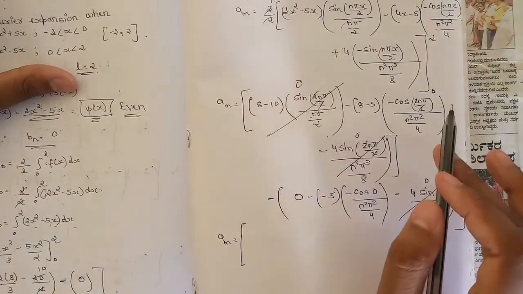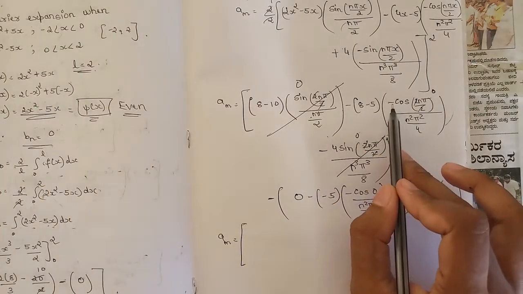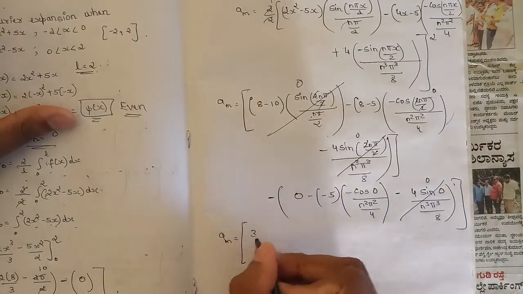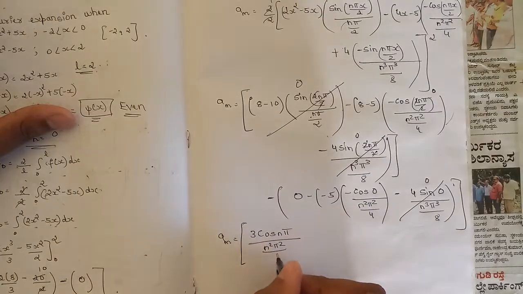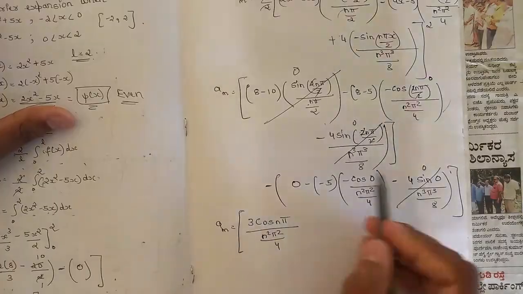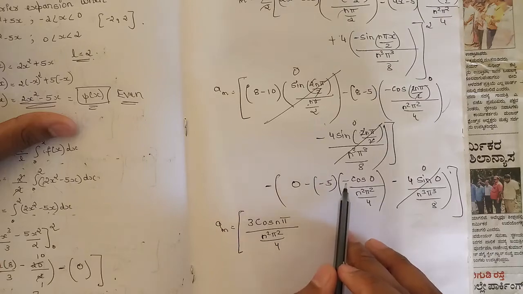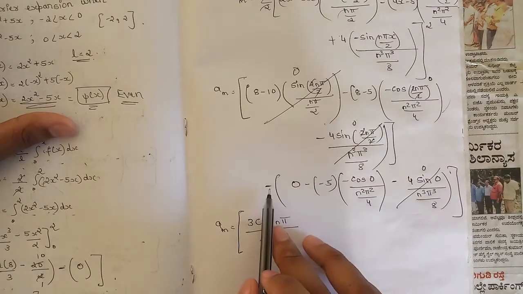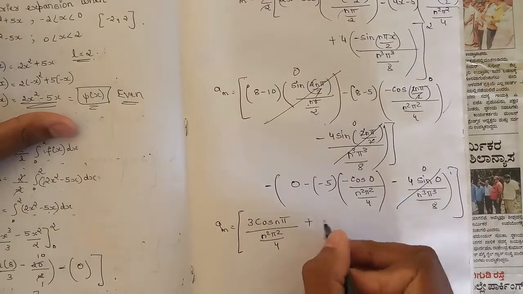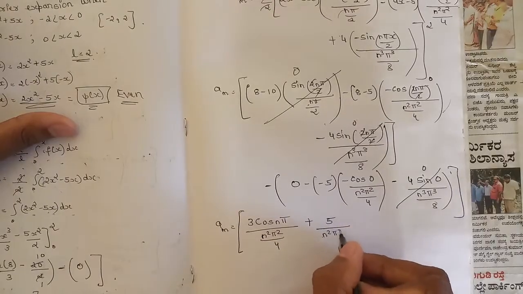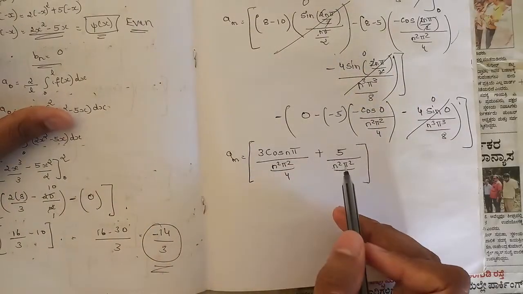8 minus 5 is 3, and there is a minus sign outside, so it becomes minus 3, and minus into minus is plus. So I'll write it as 3 cos n pi divided by n square by 4, and this one again minus into minus is plus, plus 5, plus into minus is minus, again minus 5, again there is a minus sign outside, so it becomes plus 5, and into cos 0 is 1, so plus 5 divided by n square by 4. So now here the n square by 4 is common.